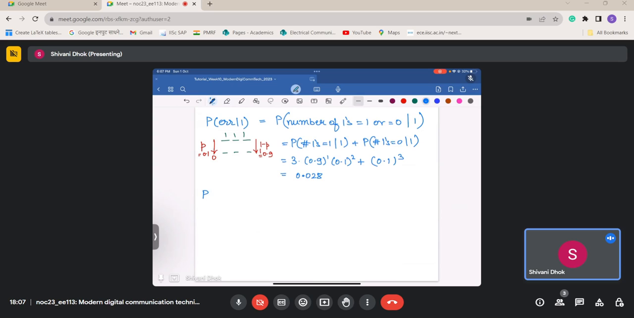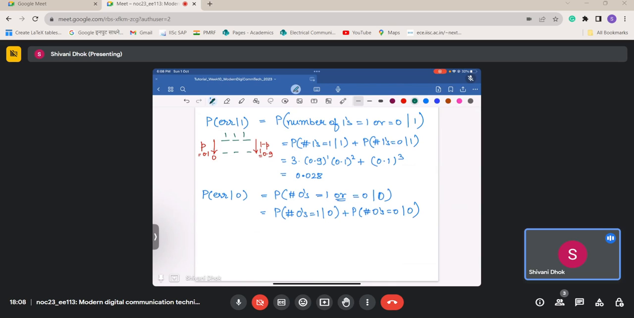Now similarly, probability of error given 0 being transmitted will be equal to the probability that the number of zeros is equal to 1, or is equal to 0, given 0 being transmitted. Again, these are disjoint events, so we can write it as the number of zeros equal to 1 given 0 being transmitted, plus the probability that the number of zeros equal to 0 given 0 being transmitted.